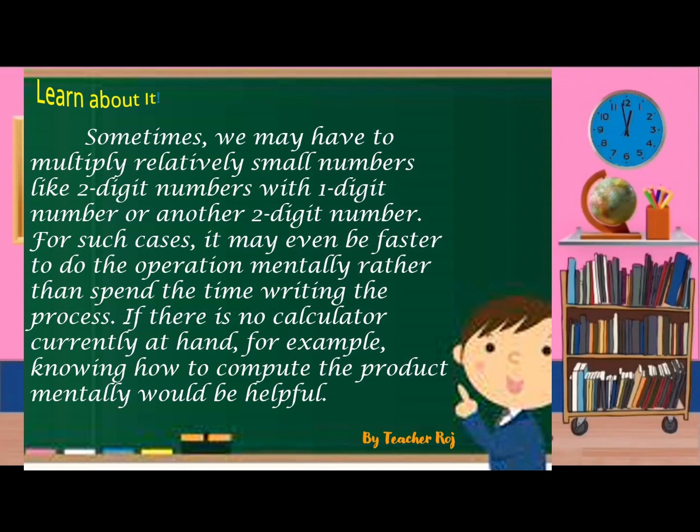Let's learn about it. Sometimes we may have to multiply relatively small numbers like 2-digit numbers with 1-digit number or another 2-digit number. For such cases, it may even be faster to do the operation mentally rather than spend the time writing the process. If there's no calculator currently at hand, for example, knowing how to compute the product mentally would be helpful. Okay?